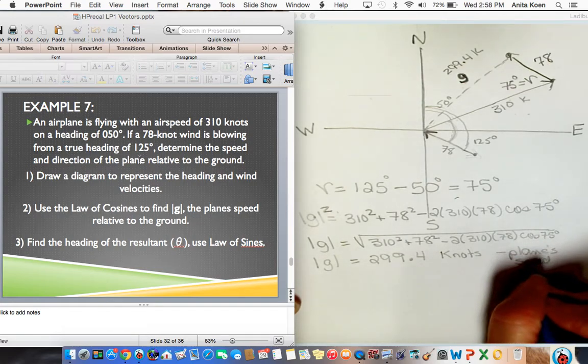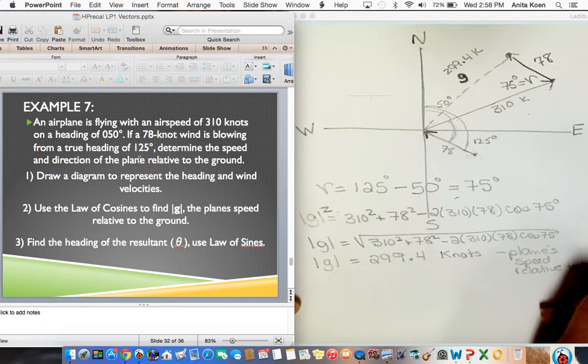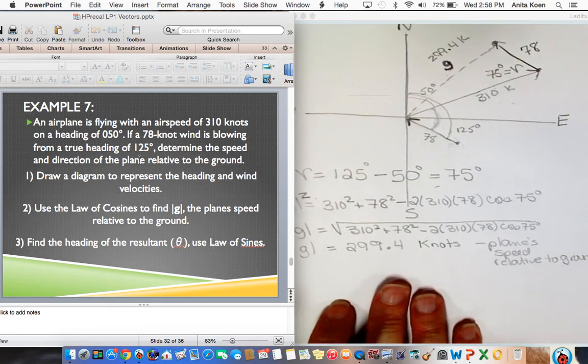Okay, that's relative to the ground. Okay, relative to the ground.